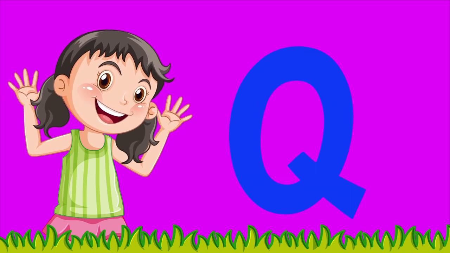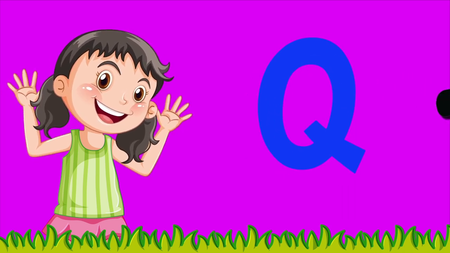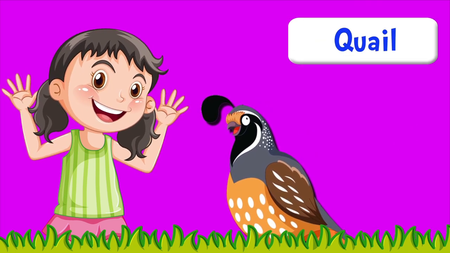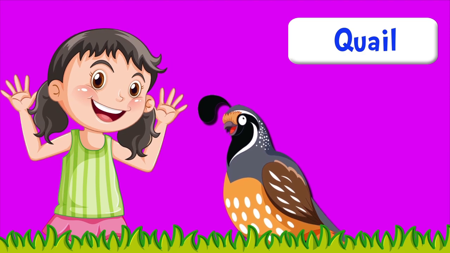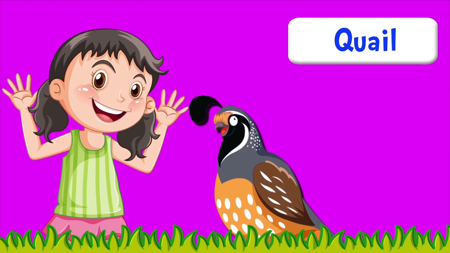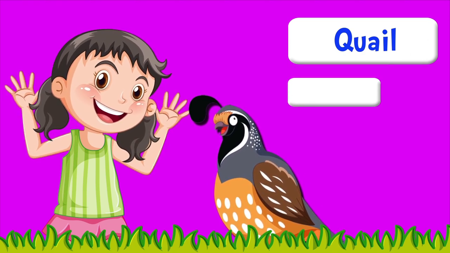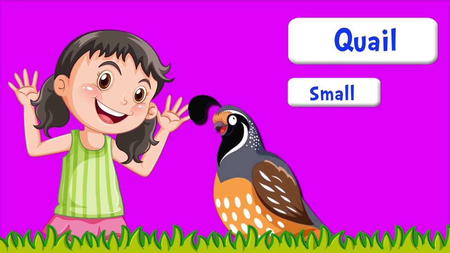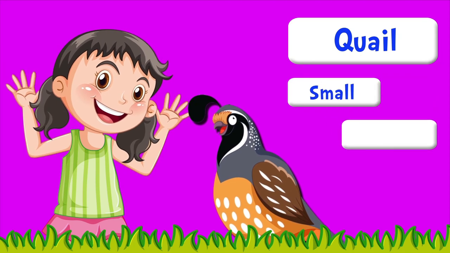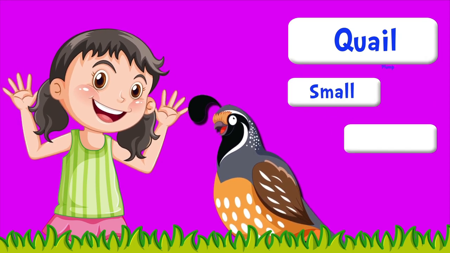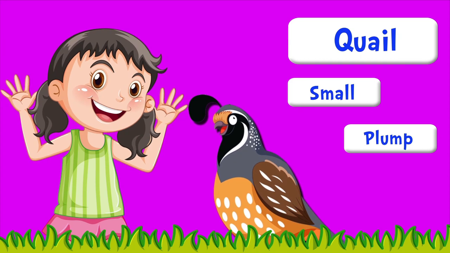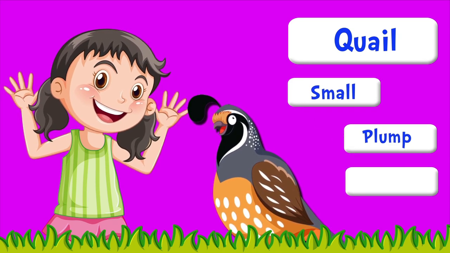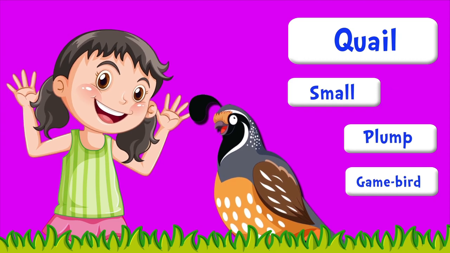Q. Q is for quail. Small. Plump. Game bird.